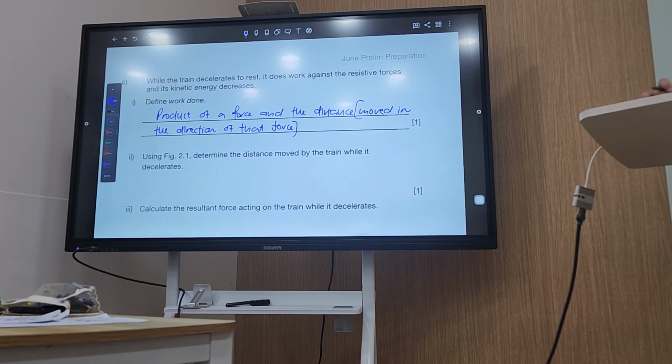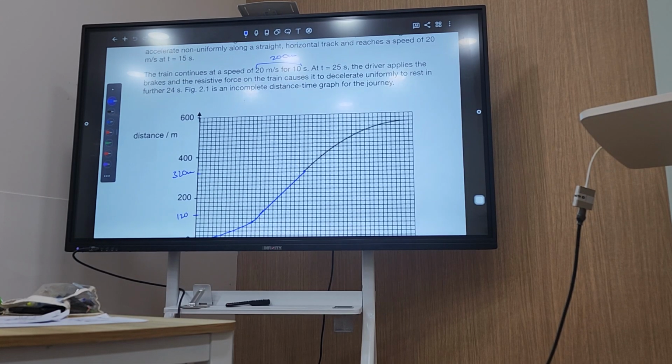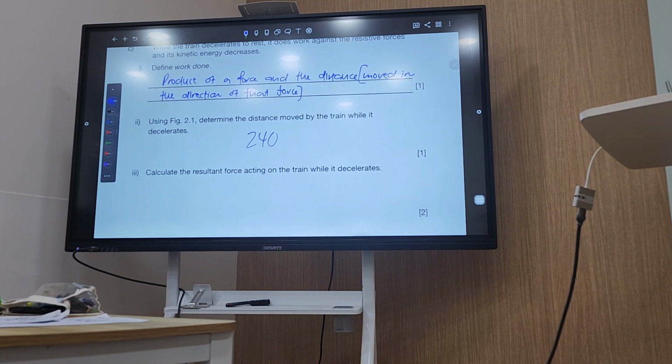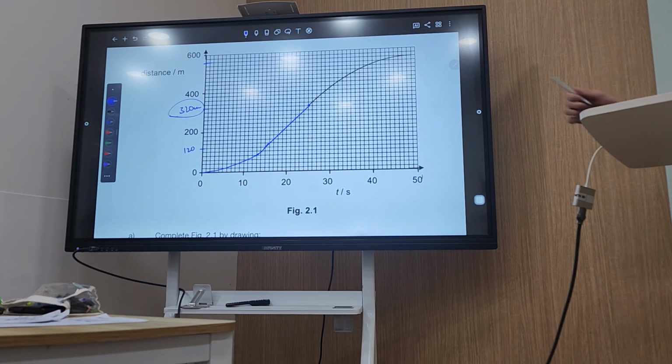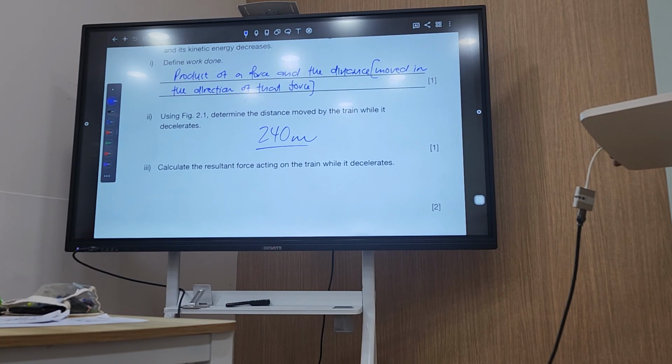Okay, determine the distance moved while it's decelerating from 320 up to, I believe, 560 over here. So the answer for this one is 240 meters. Anybody cannot get 240 meters? Why? Deceleration is from 320 to your maximum distance, 560. You will do again, use your ruler and draw a line.